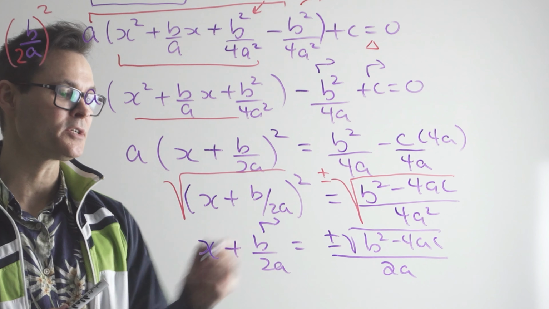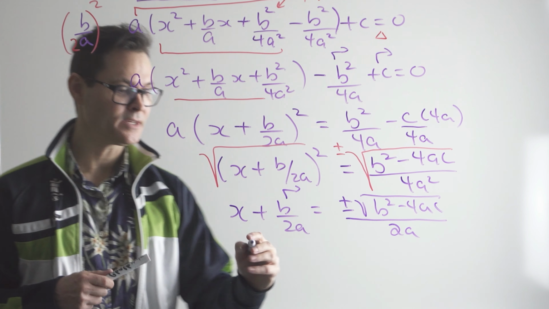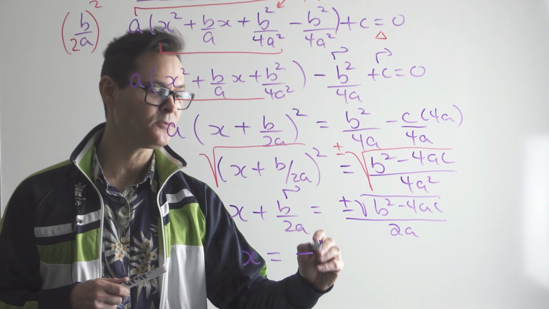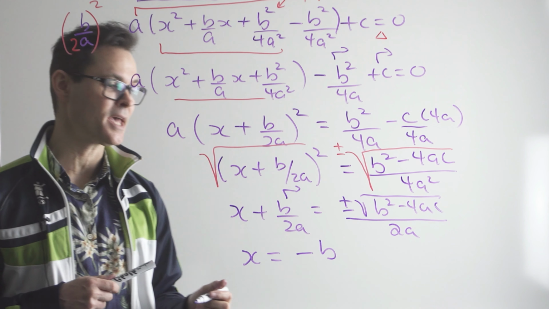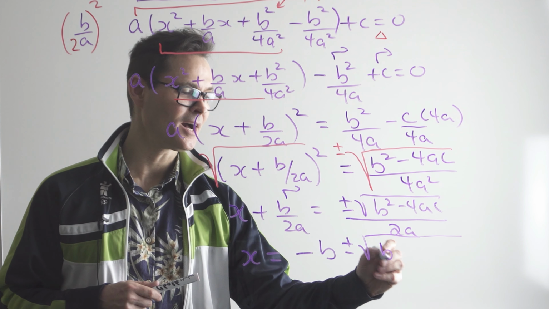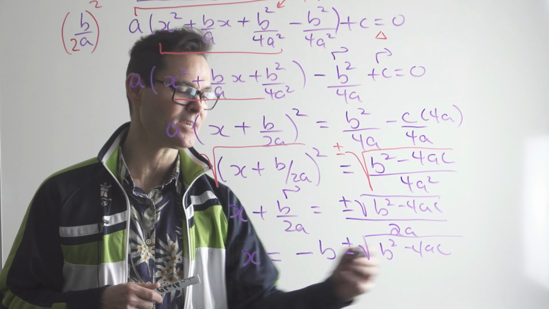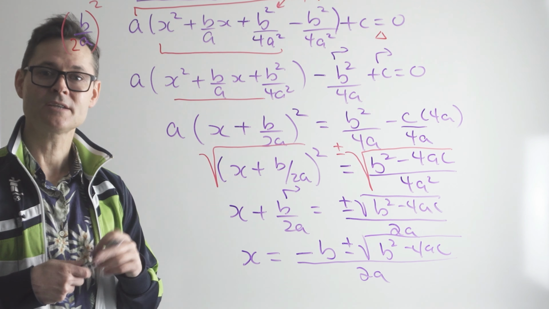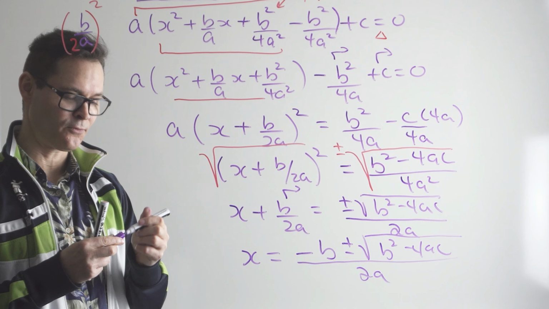Now take this over to the other side. And this is the punchline here. So x becomes, well, negative b. Now look, the denominators are the same. Plus or minus the square root of b squared minus 4ac all over 2a. Ta-da! And there's your quadratic formula.